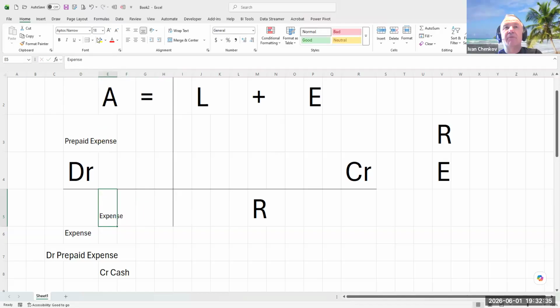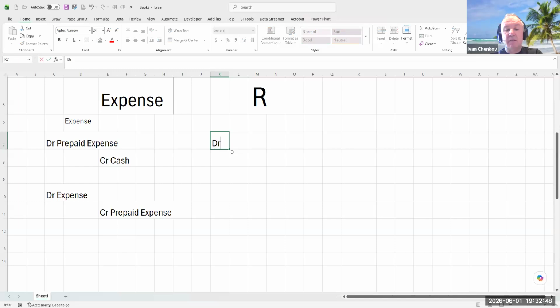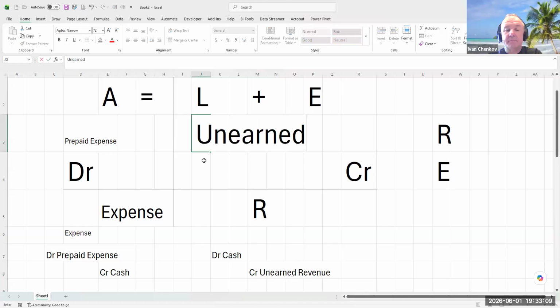Now let's see what's going to happen on the other side of the equation. What happened now? I'm receiving the cash. I'm getting the cash, but I'm not providing services. Not yet. What's that for me? I have to credit unearned revenue. But we already established unearned revenue is a liability. Make sense?